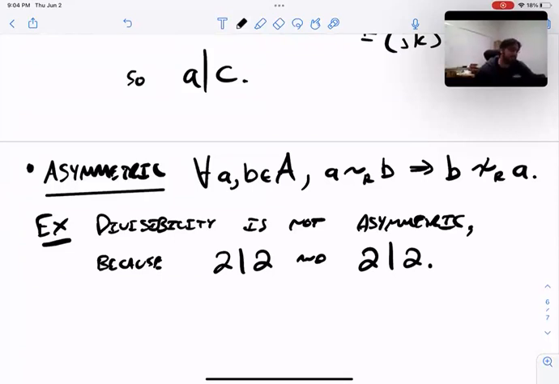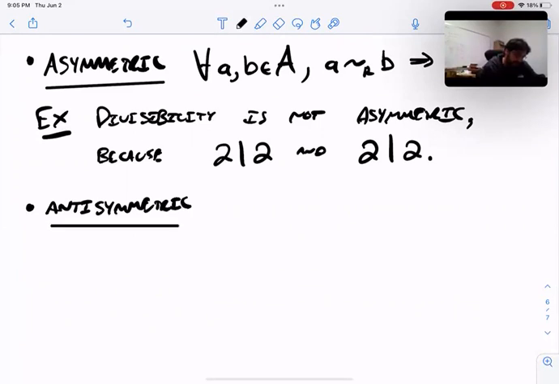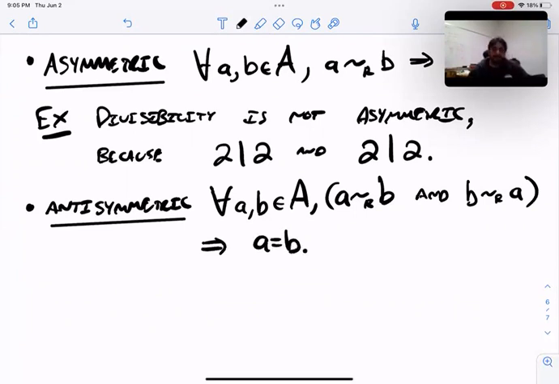So notice that asymmetric is not necessarily the opposite of being symmetric. It doesn't just mean not symmetric. It's its own property. Divisibility is neither symmetric nor asymmetric. There's another relation called antisymmetric, which also is not the negation of being symmetric. This one says if A relates to B and B relates to A, then A equals B. So it's saying if your relation between two elements works both ways, then it must have been just an element relating with itself. That was the only way for that to happen.